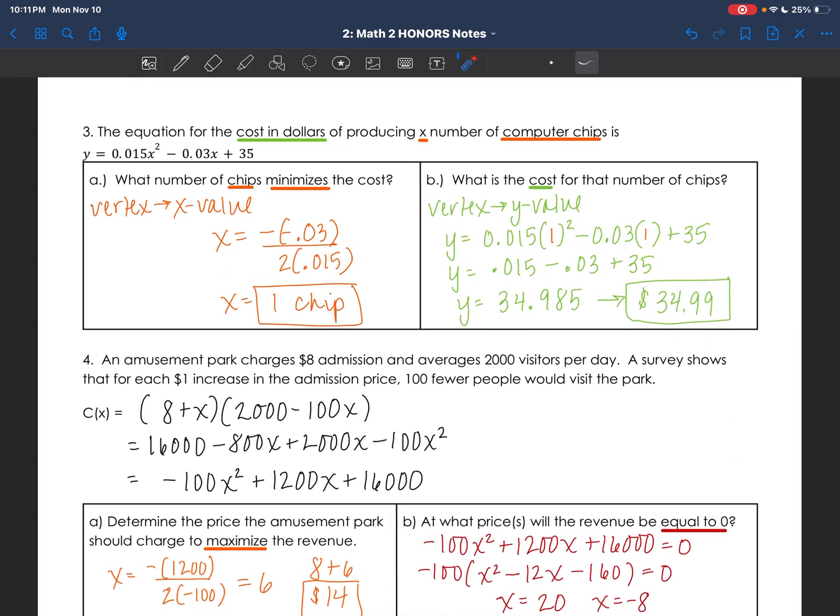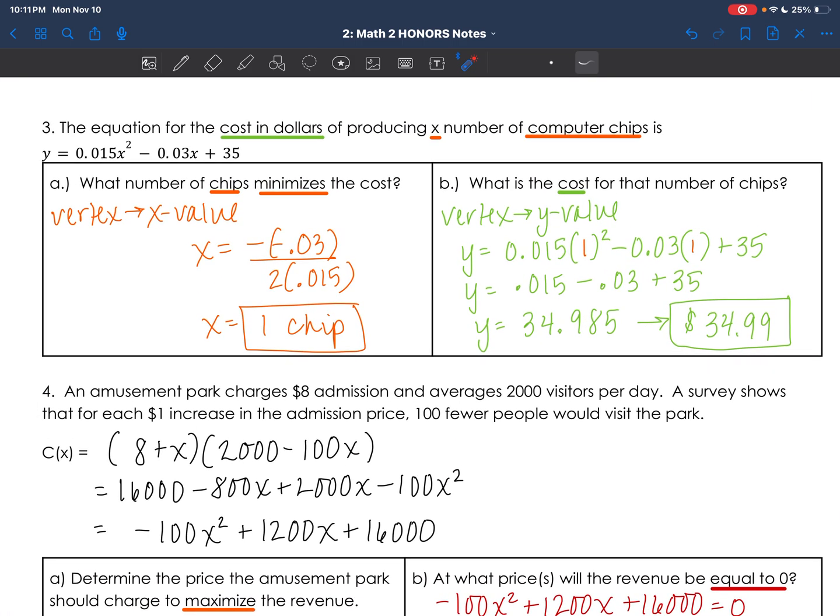All right. Now this one is kind of the same thing. You have an equation. We don't have a picture, but this one is a little weird because we're not talking height or distance and time. So it's cost in dollars of producing X number of computer chips.